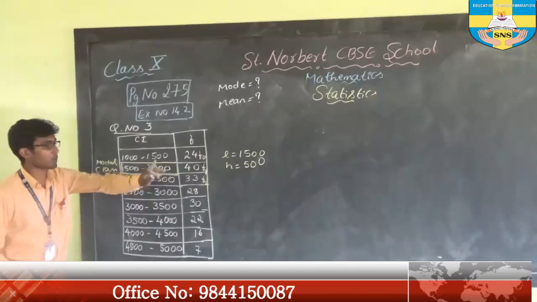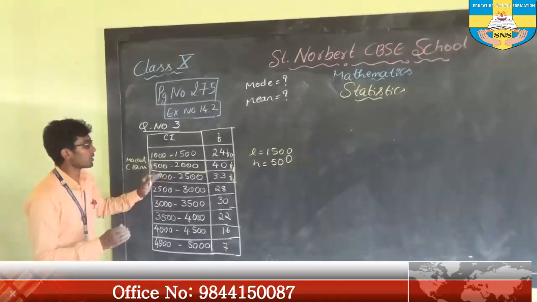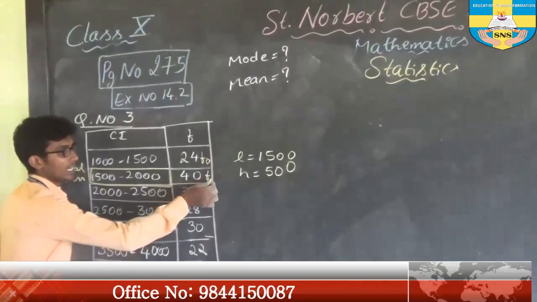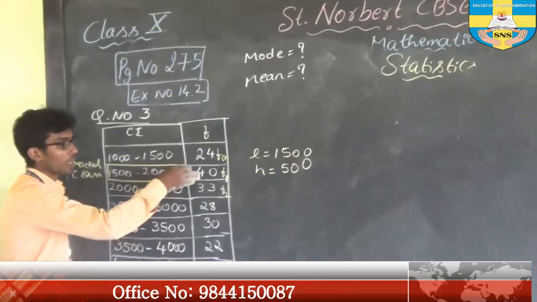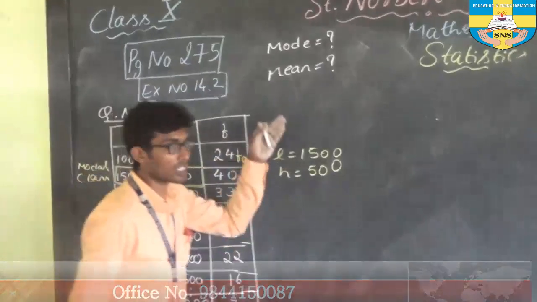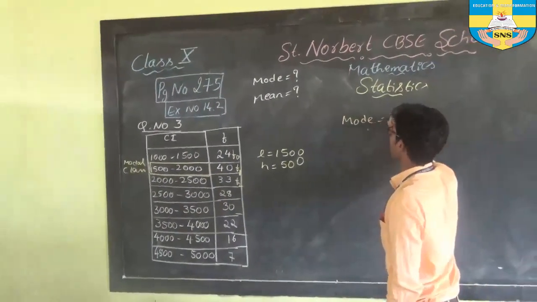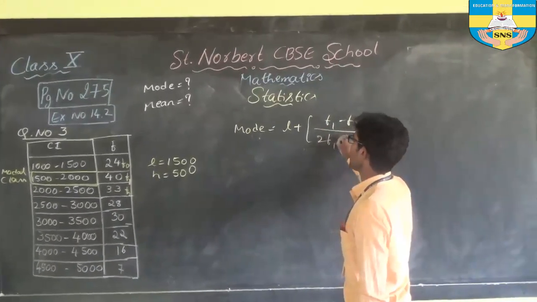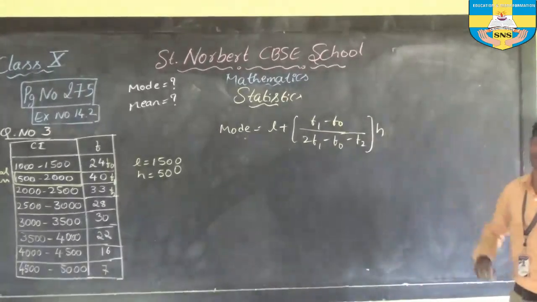F1 is the modal frequency. This is F0, this is F2. Look at this again, let me explain. You have to guess the modal class first. The modal class is related to the modal frequency, that is the highest frequency 40. I can give F1 for the 40. F0 is the previous one. F2 is the succeeding frequency of the modal class. Then you have all this information with you. So let us go for the formula. Mode is equal to L plus F1 minus F0 divided by 2F1 minus F0 minus F2, into H. So be careful with this H.